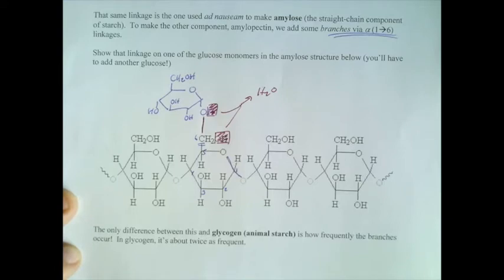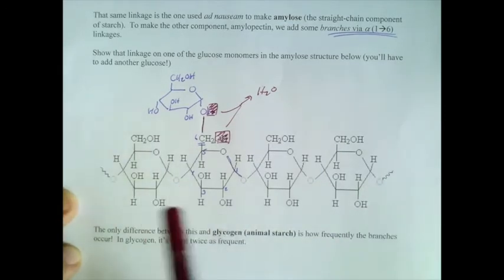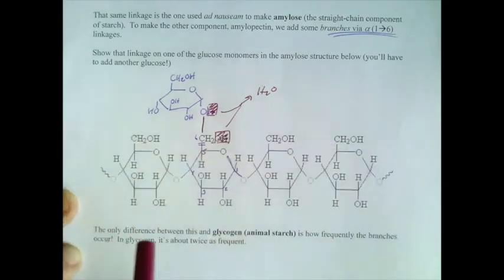The only difference between those is specifically how much branching is going on, how frequently they occur. Amylopectin, we're talking about one of these branch-off points roughly every 12 to 15 glucose molecules. In glycogen, it's closer to once every 6, a much more heavily branched structure to contain a lot of glucose in a very small amount of space.